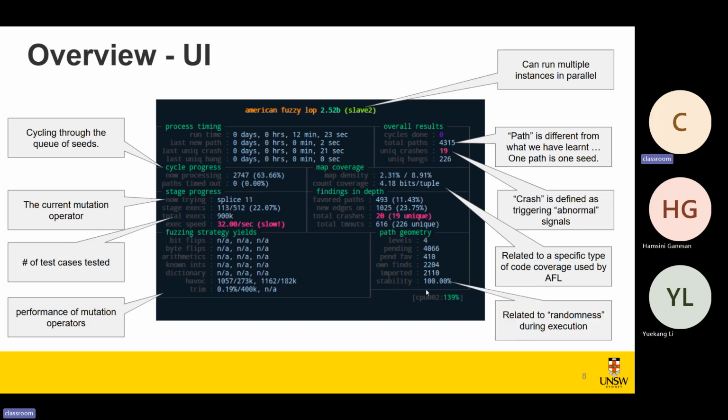And here you can also see there's a stability. It is related to the randomness during execution, because for some programs, there is some randomness inside the program. For example, there are some random number generators which are used for determining the execution of the program, right? So if the program has some randomness, then the stability will drop. So this is just an indicator of how random the program executes. And it could affect the performance of fuzzing, but it doesn't matter in this course.